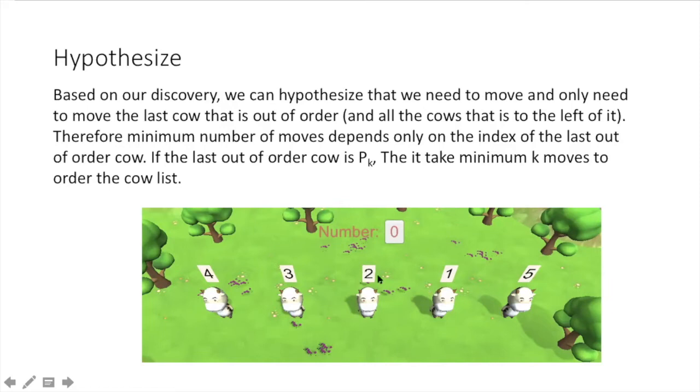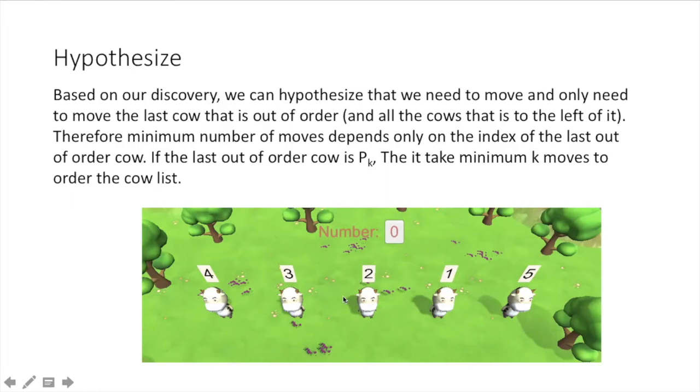But in fact, when we do the experiment, we actually know how to move, right? So we first move the 4 here, and then we move the 3 here, before the 4, and then we move the 2, right? That's how we do it. But the problem only asks you what's the minimum number of moves. From the discovery, we come up with this hypothesis, which in mathematics you would call a conjecture. We only need to move the number of cows up to and including this one. So if this one is cow K, then the number is K moves.